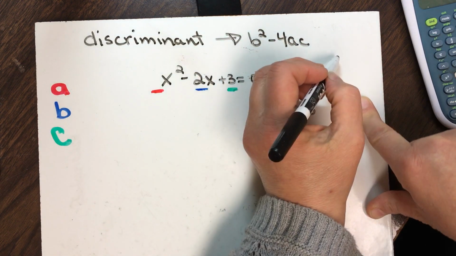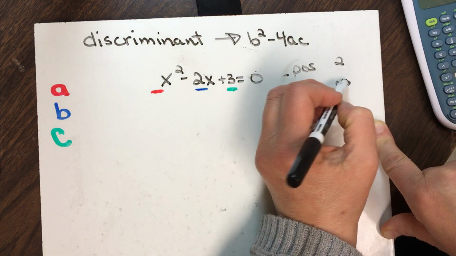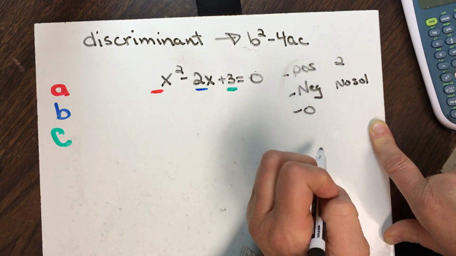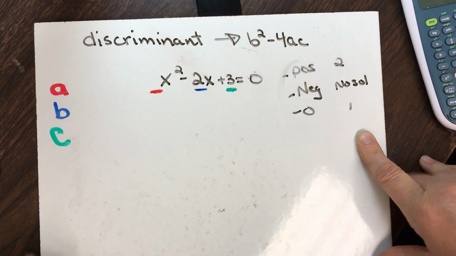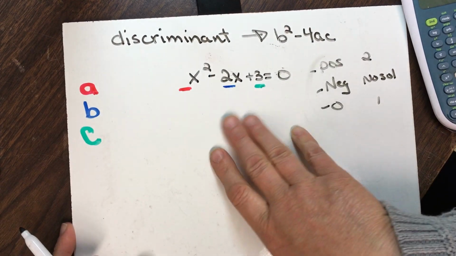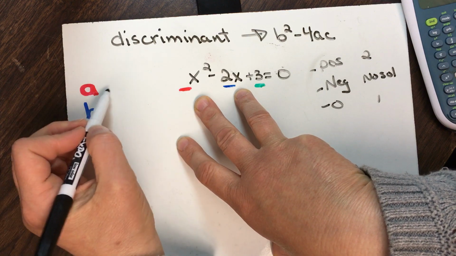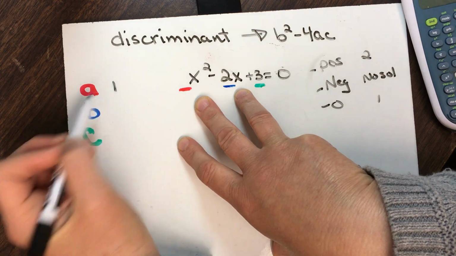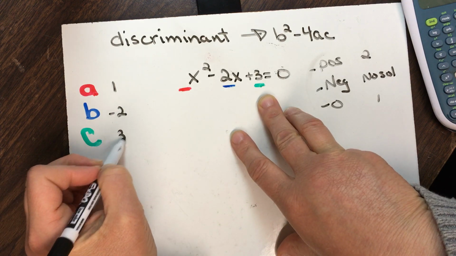If it ends up being positive, that means we're going to have 2. If it ends up being negative, it's no solution. And if it ends up being 0, then we're going to only have 1 possible answer. So let's pull our pieces apart again. In this case, our coefficient is that 1. It's a hidden 1. Negative 2. And we have 3 here.